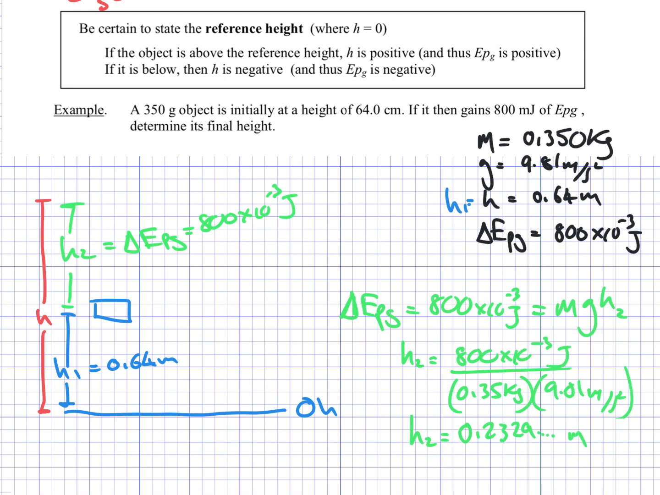0.2329 meters. So when we add them together, the new height, the final position, that would be up here. The final position, so h is going to be h1 plus h2, and that means that the final height is 87 centimeters.